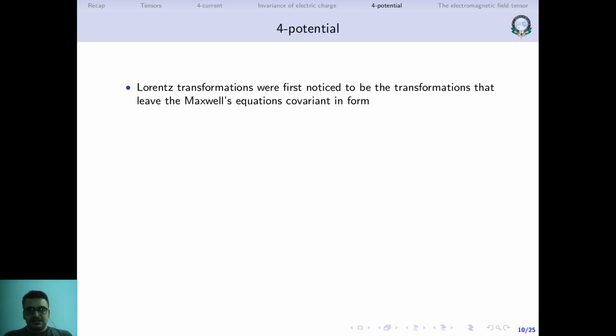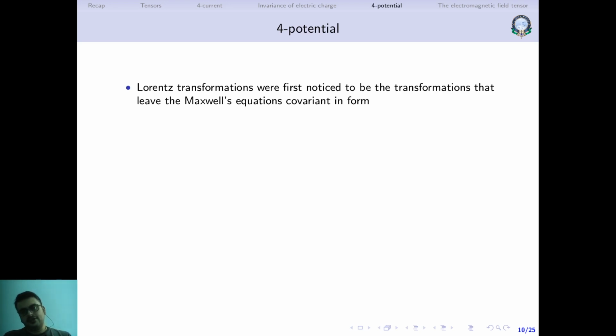So now the Lorentz transformations were first noticed to be transformations that leave Maxwell's equations covariant in form. You might come across this term, the equations remaining covariant in form. Basically, when we say equations remain covariant in form, what we mean is that the equations preserve their form, the way these equations look, where the different terms of the equations are placed, when you undergo a transformation from one frame to another frame.